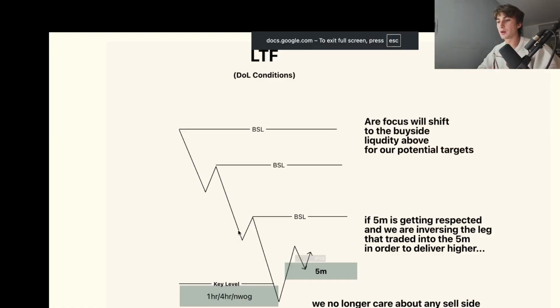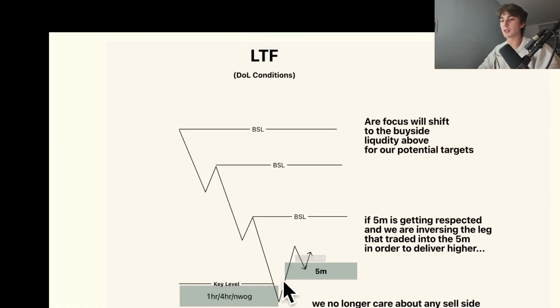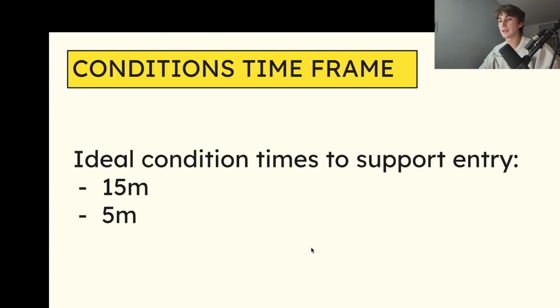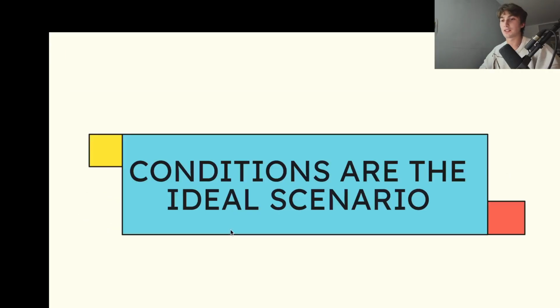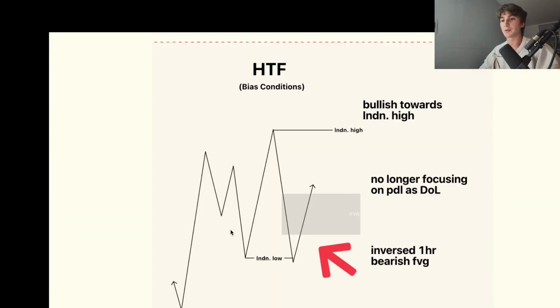Price is trending lower. We hit a key level, being London lows, and we open up a 5-minute. So if price wants to go higher and take out all that buy side, this 5-minute should get respected, and we'll get an inversion to the upside, right? Very similar to this. Price is trending lower. We hit this hourly PD array, and we have a 15-minute condition. In this case, it's a 5-minute condition. Awesome.